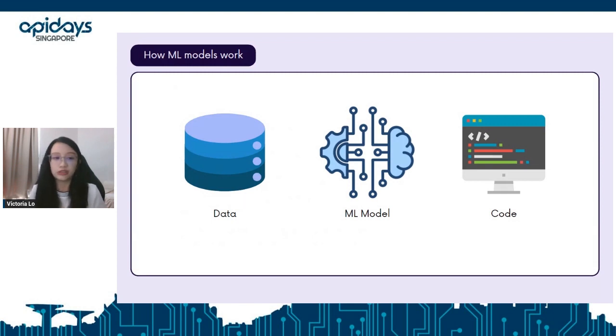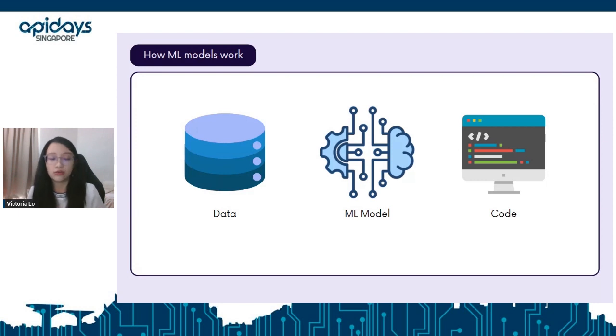There are three pillars in machine learning models. First, you have the data. The data is used to train the model. For ChatGPT, it's trained on billions and billions of text data. And then the model itself is used to make predictions or generate things, like ChatGPT generates text. That's the second pillar.